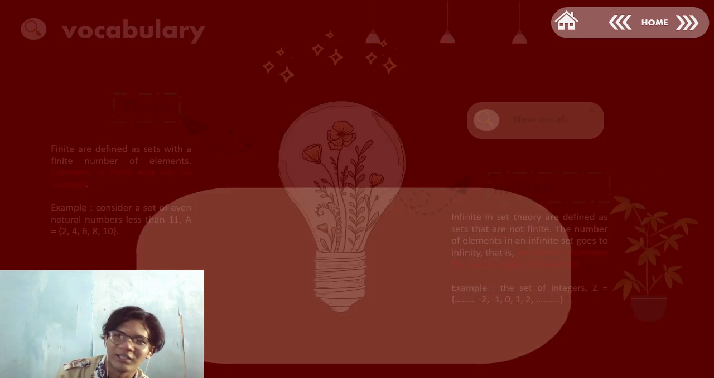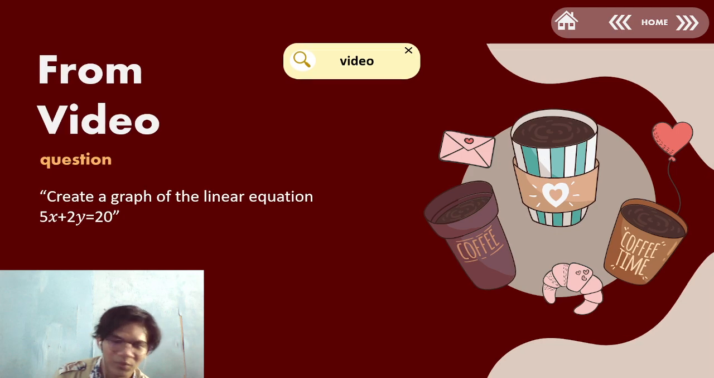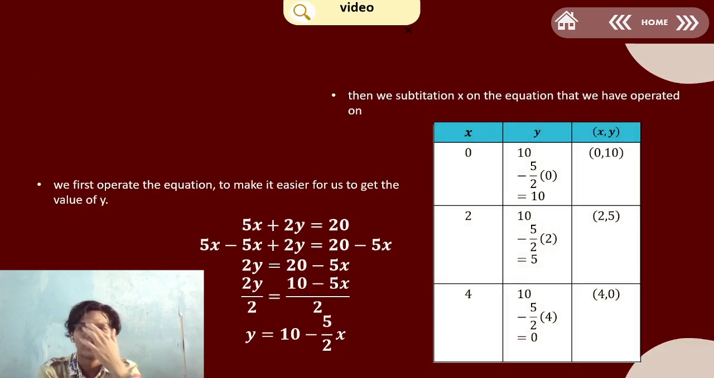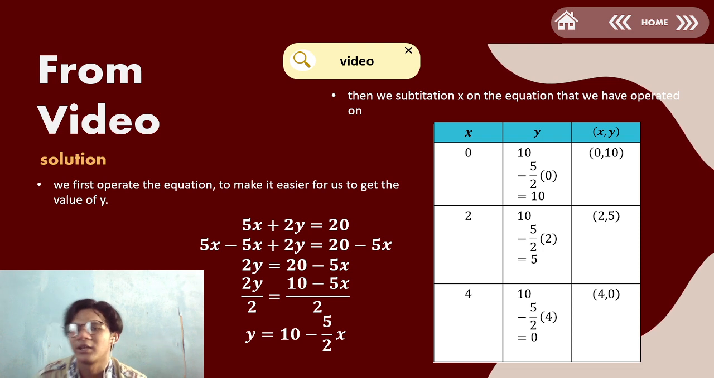So next we go to the video. The question of the video is: create a graph of the linear equation 5x plus 2y is equal to 20. The first step is we first operate the equation to make it easier for us to get the value of y.